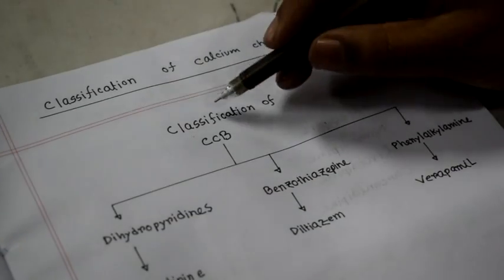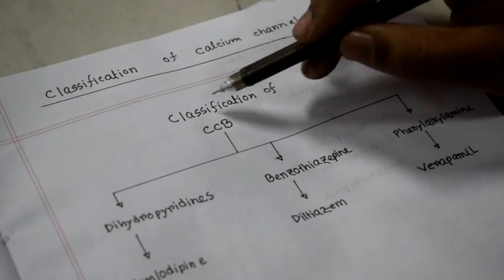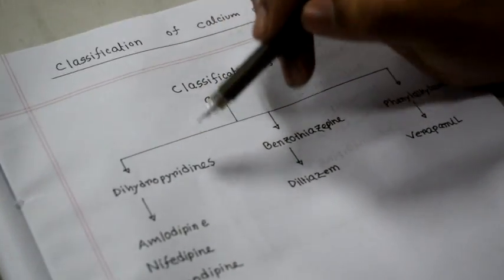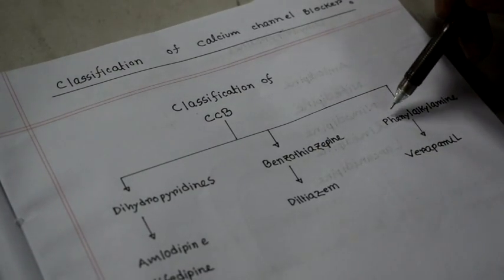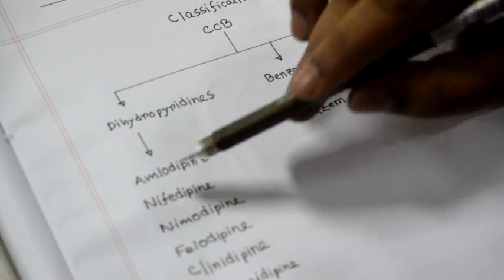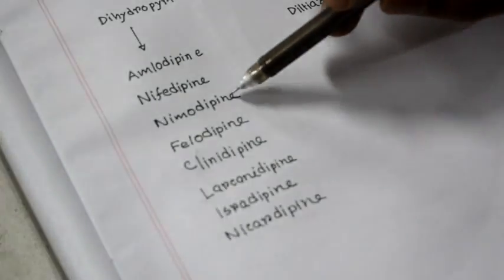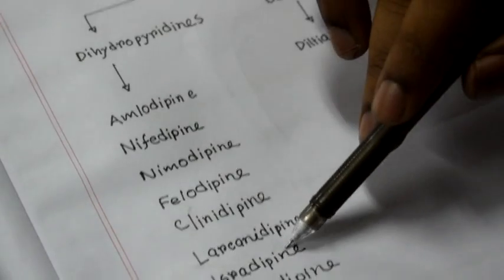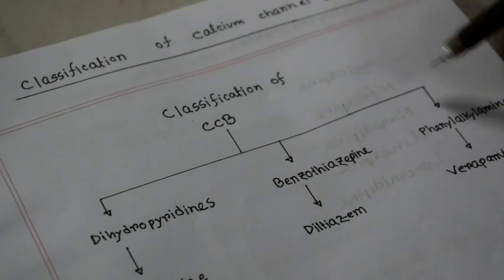So today we will discuss about the calcium channel blocker. Calcium channel blocker can be classified into three groups. Number one group is dihydropyridine, second group is benzothiazepine, and third group is phenylalkylamine. On the dihydropyridine group we have amlodipine, nifedipine, nimodipine, felodipine, clinidipine, larcanidipine, isradipine, and nicardipine. On the benzothiazepine group we have diltiazem, and on the phenylalkylamine group we have verapamil. Today we will discuss only about dihydropyridine group.